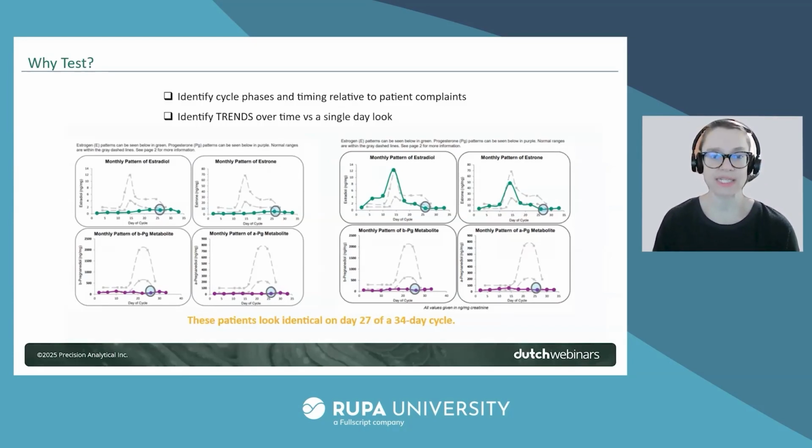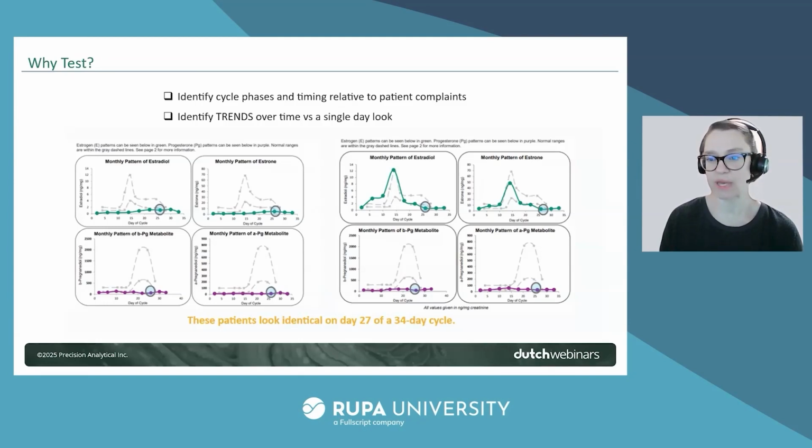So in this instance, we have two patients, both having 34-day cycles. If we collected at that mid luteal time period, so about 5 to 7 days before their menses, which for them is day 27, I've circled it here for you, they would look exactly the same if we were to be looking at that in serum.